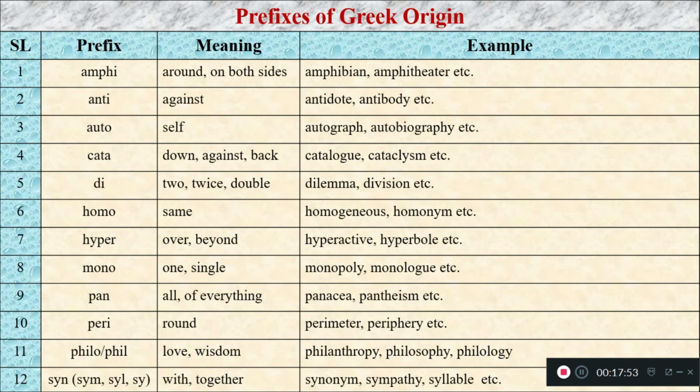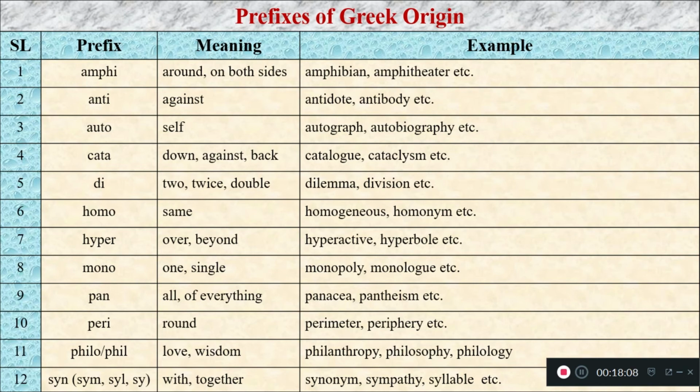Di means two, twice, or double. For example, dilemma means a situation in which a difficult choice has to be made between two or more alternatives. Division means an action of separating something into parts.